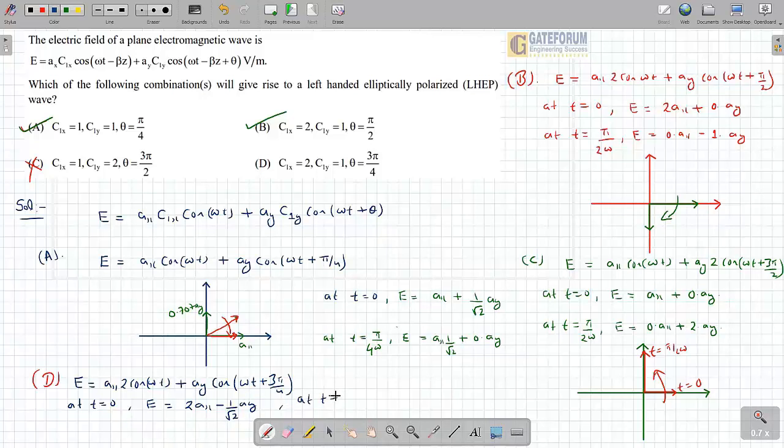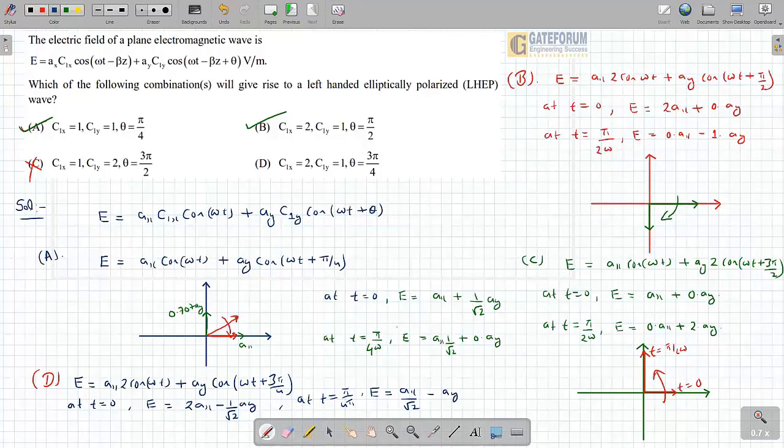At t equal to pi by 4 omega, I'll write it that way for the sake of simplicity, E will become Ax by root 2. Pi by 4 omega plus 3 pi by 4 omega will become cos pi, which is minus Ay. Okay, now let us plot this.